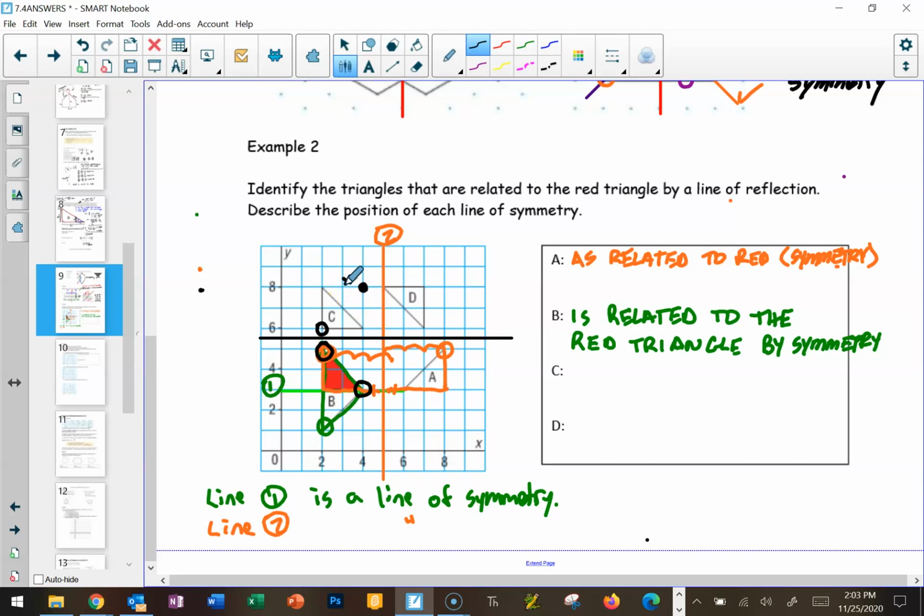So even though I could reflect this point here, and it would end up there, and I could reflect this point here, and it would end up there, the problem is when I try to reflect this point up, it ends up here, which means our triangle actually has this shape, which clearly doesn't match up with C. So C is not related.